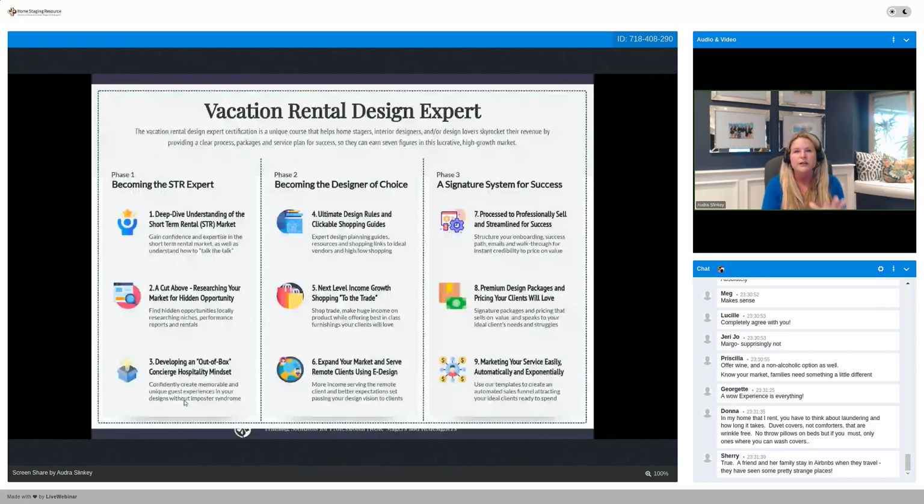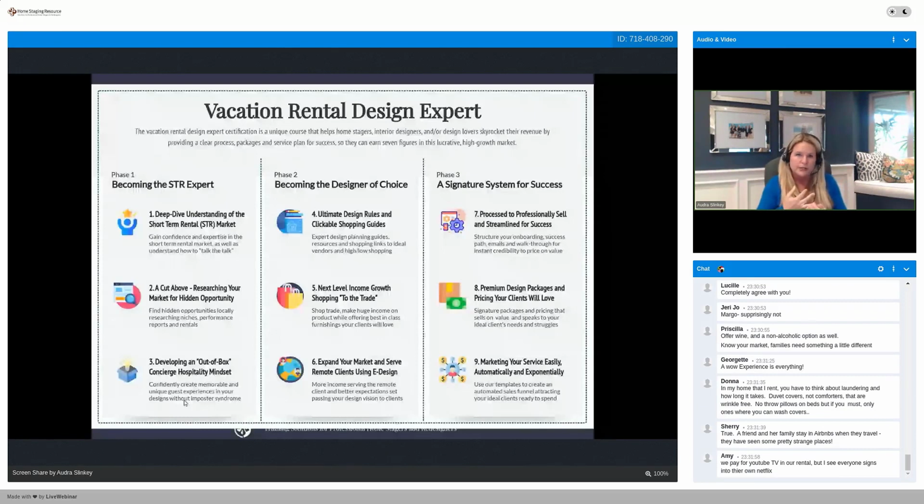Phase two is where, as a designer, you line up all your vendors, where you're going to shop, and set up those trade accounts. I walk you through every bit of that, and you know all the rules. I give you clickable guides, and then walk you through the marketing. And then phase three is a signature service. So there are 9 phases through it.